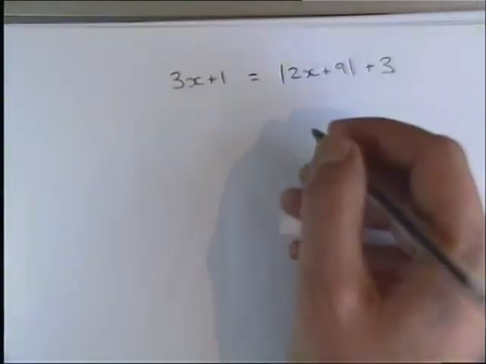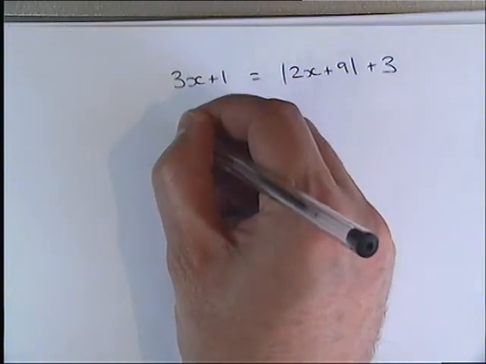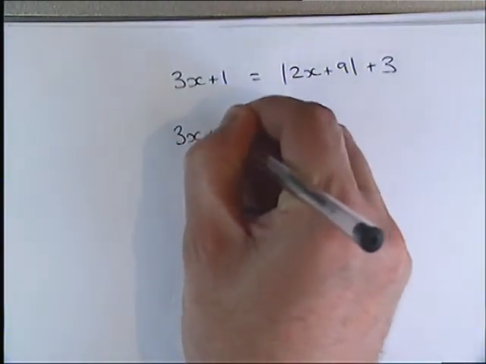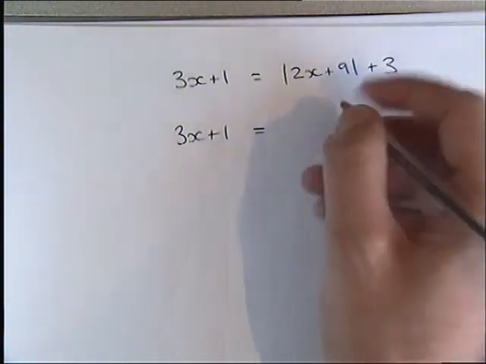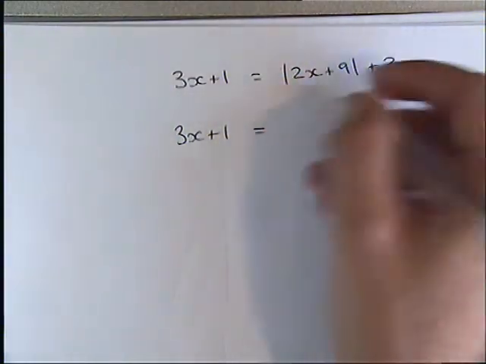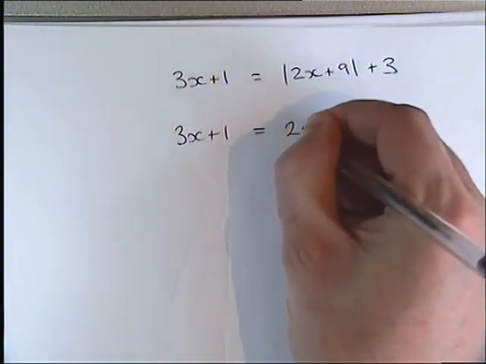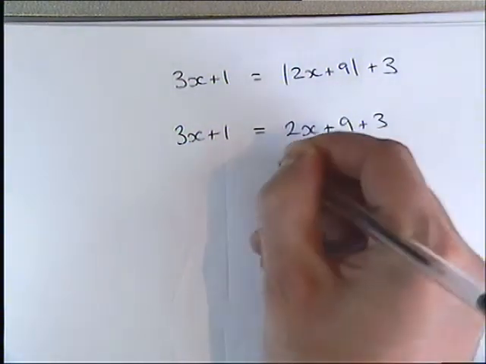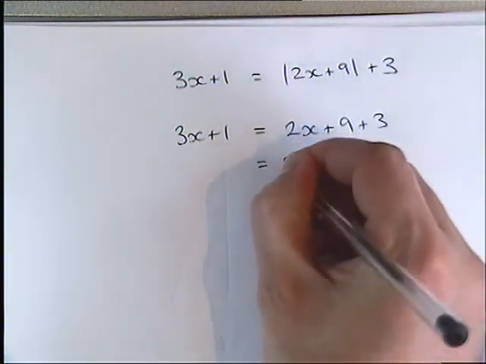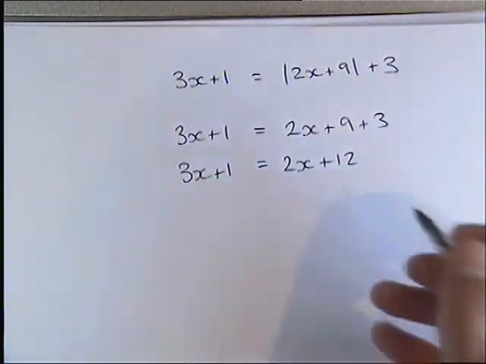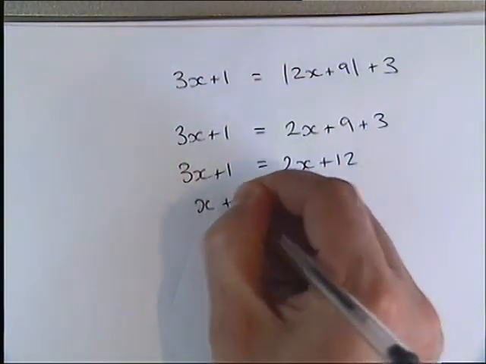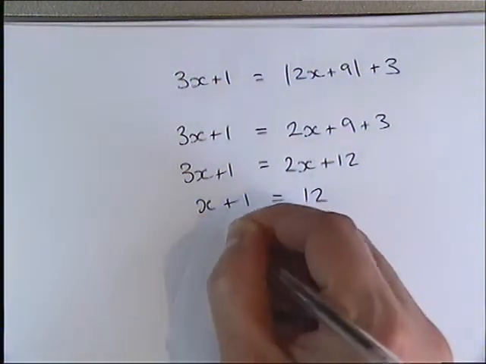So what does that mean? Well, it means that I can solve them. Just take the modulus symbol away, because it's that positive part of the graph. It hasn't been reflected. So it is 2x plus 9 plus 3, which is 2x plus 12. And then solving this very simply, take away 2x from both sides and minus 1.